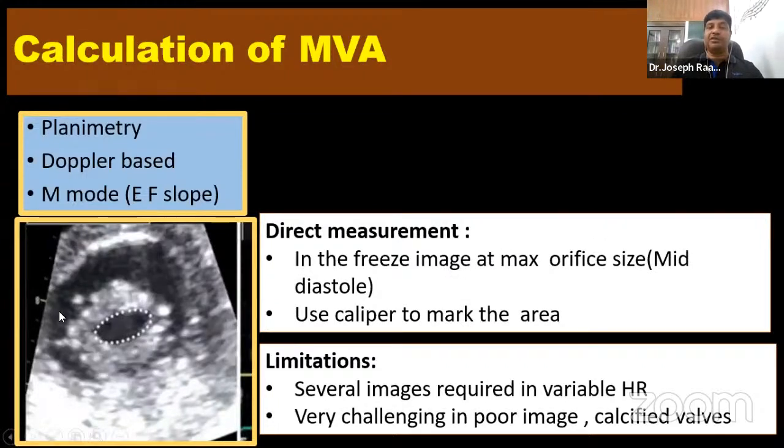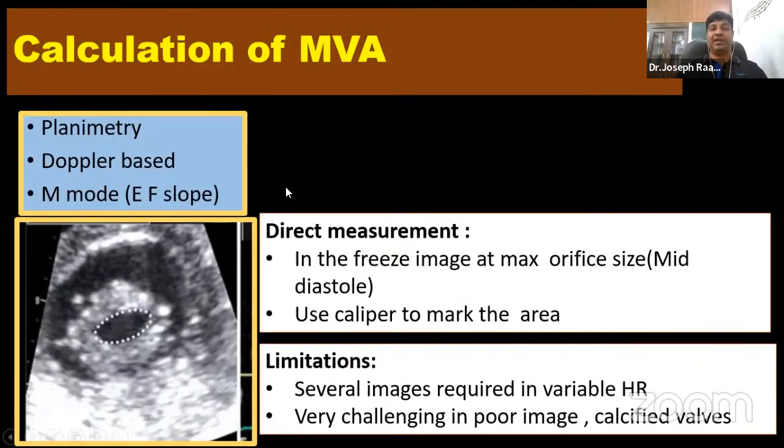So what you need to do is get this view, the fish mouth appearance view, then freeze the image at the widest part of the opening, which is here in mid diastole. Then with a caliper, you trace it, and this will immediately give you the mitral valve area. Once you know that, you know about the severity, whether it is more than 2, less than 1.5, less than 1, or 0.75.